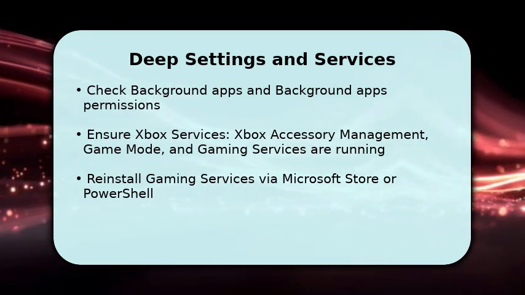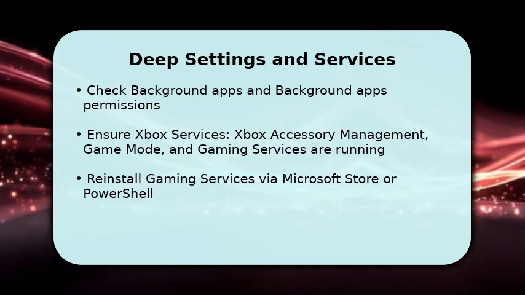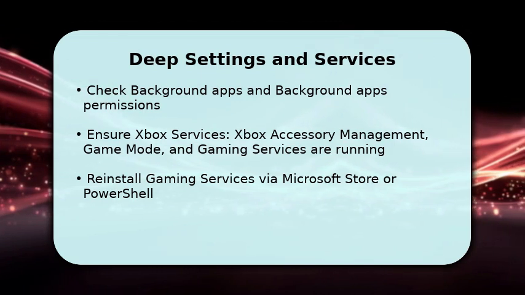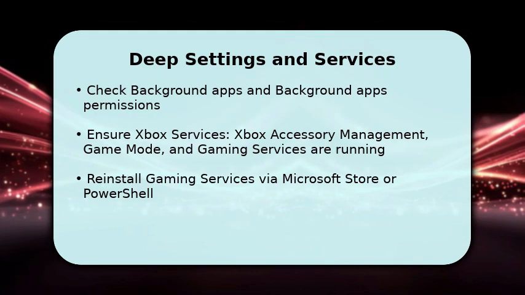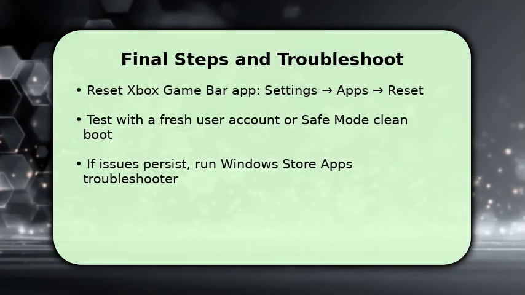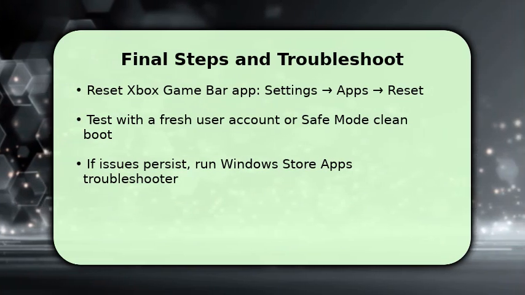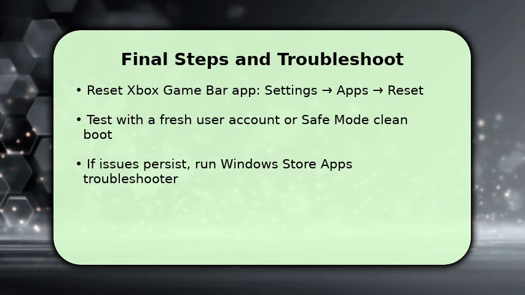Restart any stopped services. If a service is corrupted, reinstall gaming services from the Microsoft Store or use PowerShell to re-register the app. Finish by resetting and validating the environment to restore features. Reset the Xbox Game Bar app in App Settings to clear caches and broken configs. After resetting, sign in and test overlays.